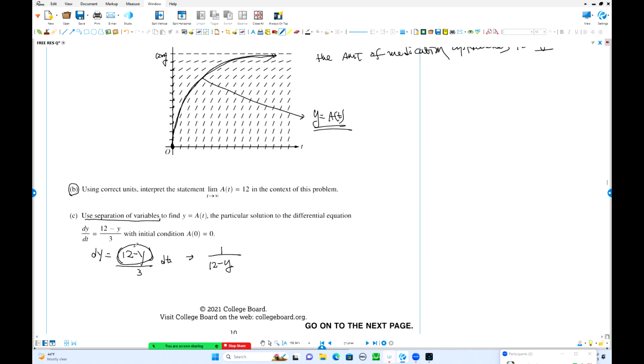Or you can switch y and 12, it doesn't matter, nothing different. But sometimes you'd better switch. You can use this one too: 1 over 12 minus y dy equals, we still have 1/3 dt. This is separable. The equation can be separated.